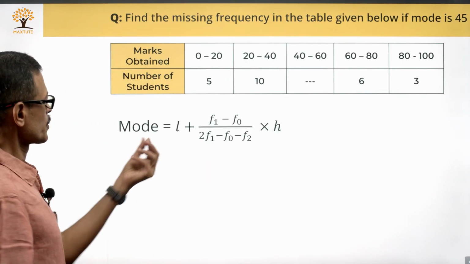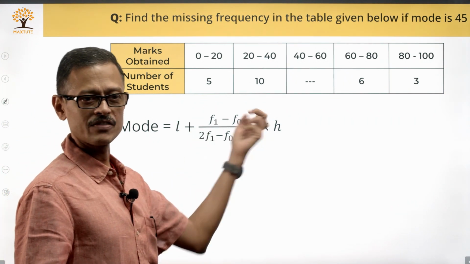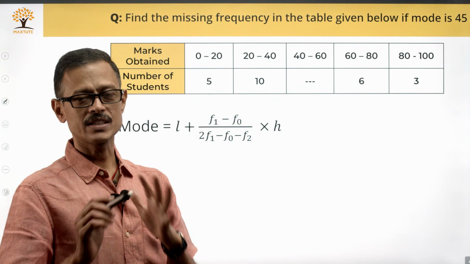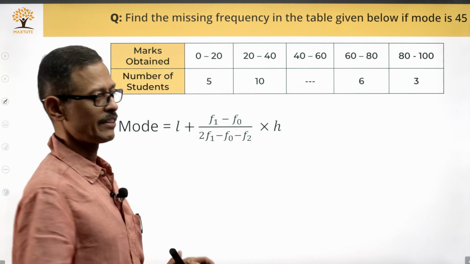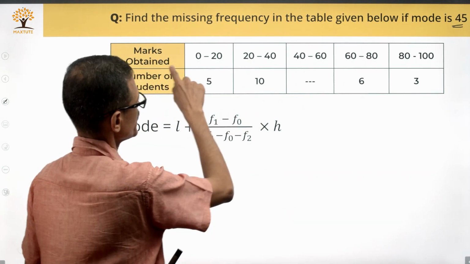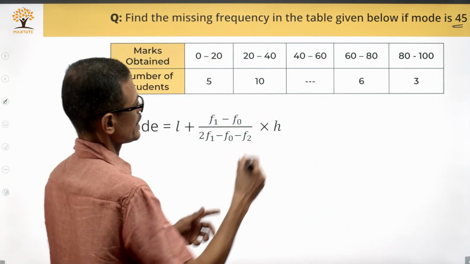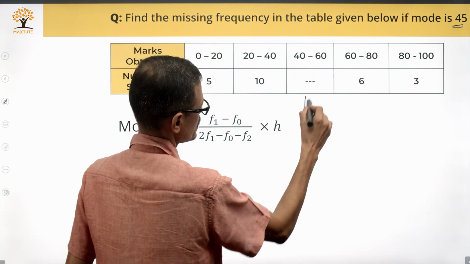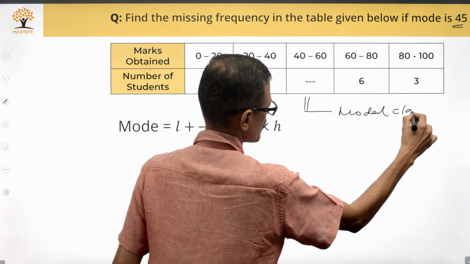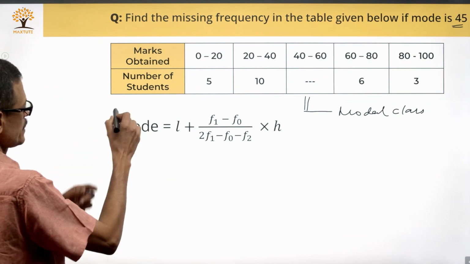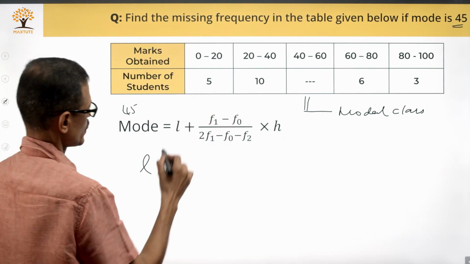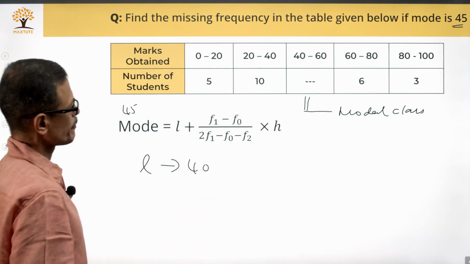The formula to compute the mode is L plus F1 minus F0 upon 2F1 minus F0 minus F2 times H, right? Just look at what we have in each of these things. First thing is, we know the mode is equal to 45. So in which class does this mode lie? Between 40 and 60. So this happens to be our modal class. Mode, we know the number, that is equal to 45. What is L? L is the lower limit of the modal class, which is equal to 40.